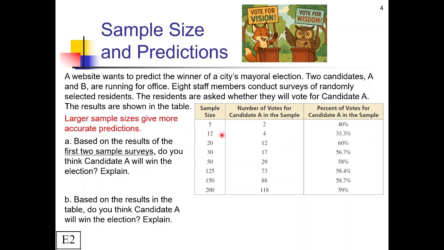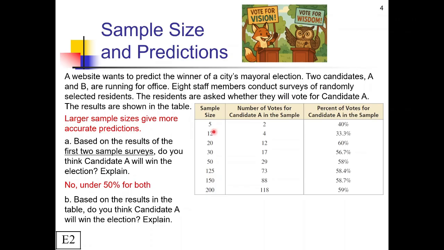So just based on these first 2 surveys, in this one, candidate A is getting under 50% of the vote for both of these. And in the larger of the 2, candidate A got even less of the vote than the smaller sample size. So this seems to indicate, just based on these first 2, that candidate A will not win the election because we're under 50% for both of those surveys.